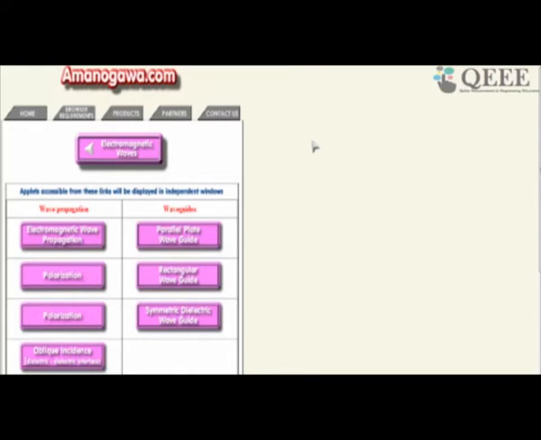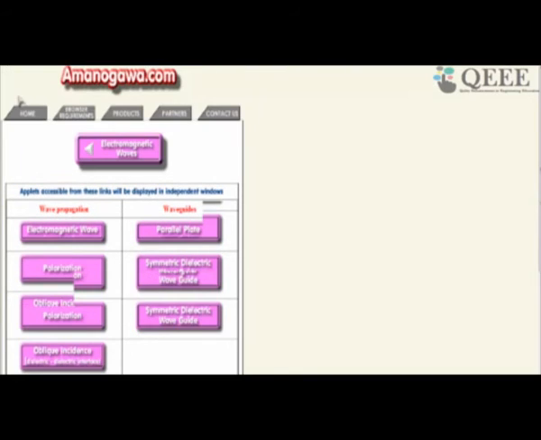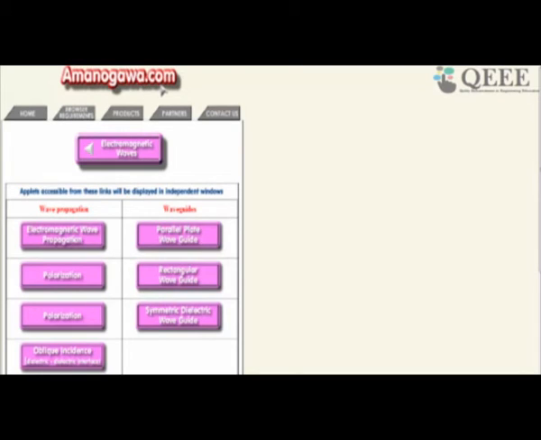Another very useful resource is Amanogawa. So, you might want to just note down the link here.